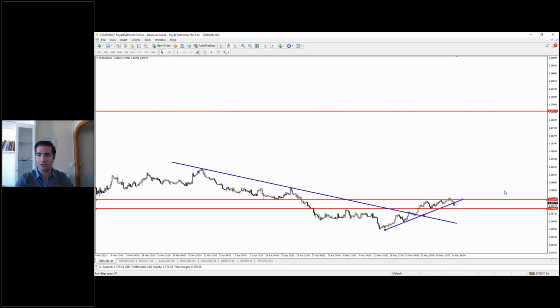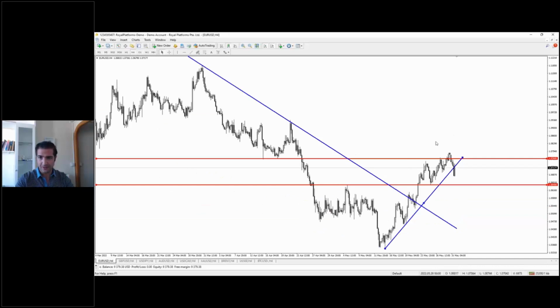If I go to the lower time frame, let me see what's happening. The market is stuck around this level here, which is 1.0760. So the market posted higher highs, higher lows, which is good, but there is a red flag here: the market could not break this level, which is 1.0760, and it posted a move to the downside. So what's next for EURUSD?